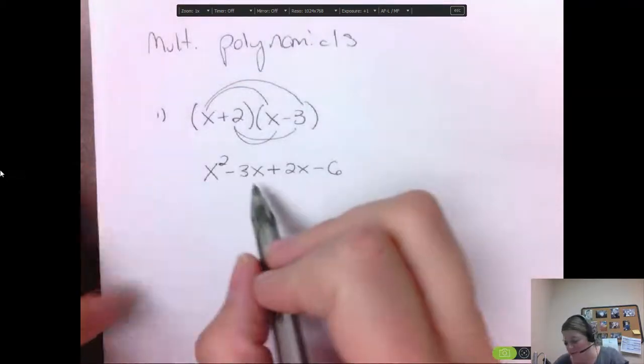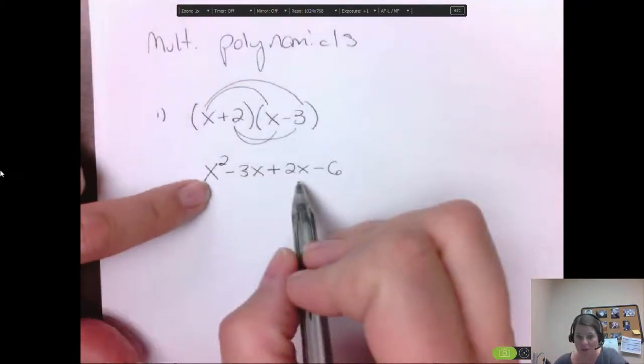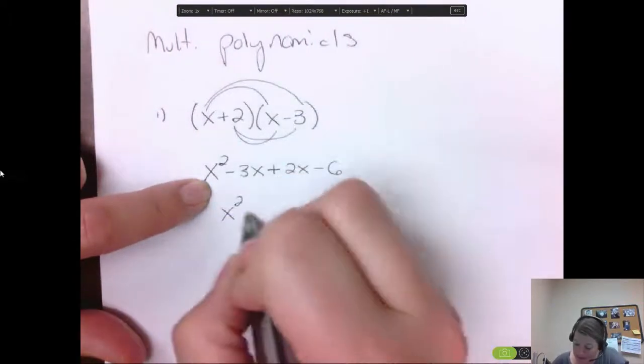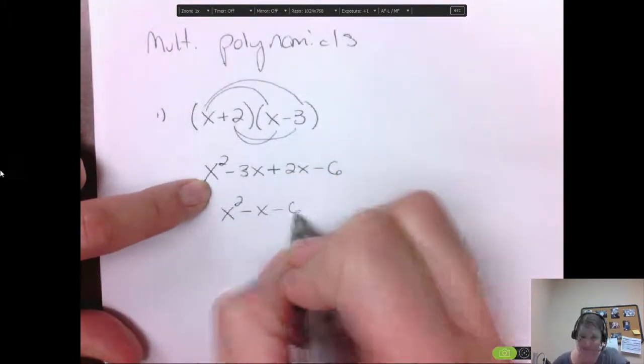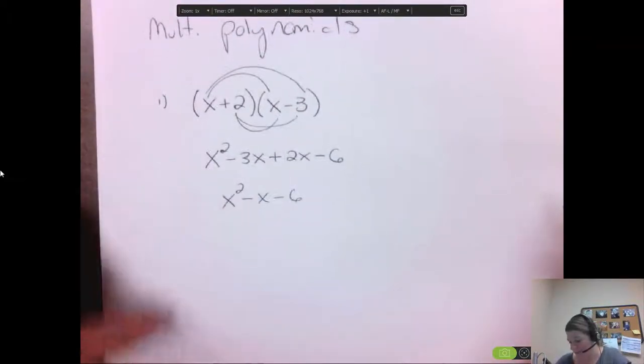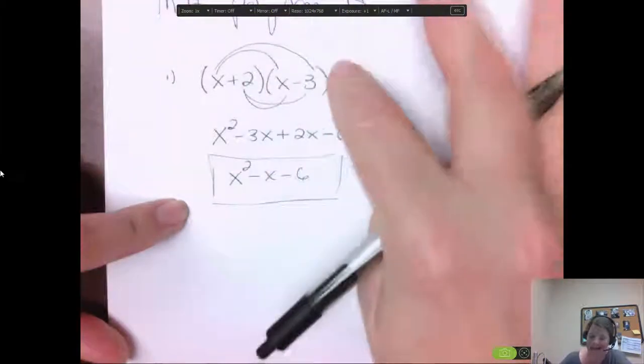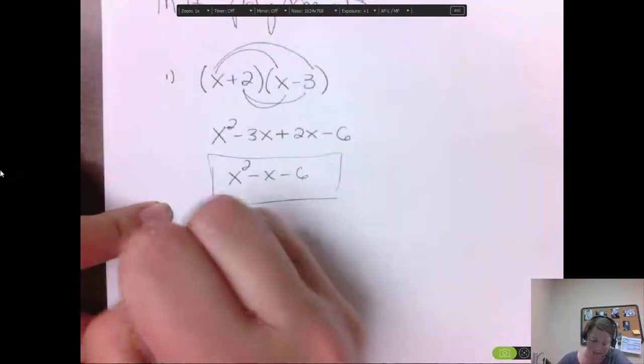Then you have to look for like terms, which the middle two sometimes are, and they are on this one. Negative 3 plus 2 is negative 1x. You don't have to write the 1. And that's our final answer for this one. You do a lot of problems like that one.